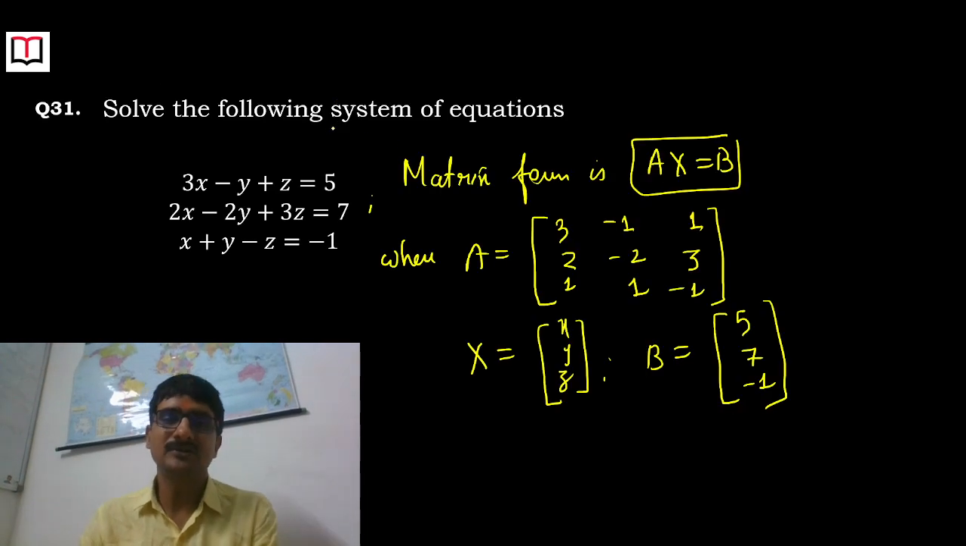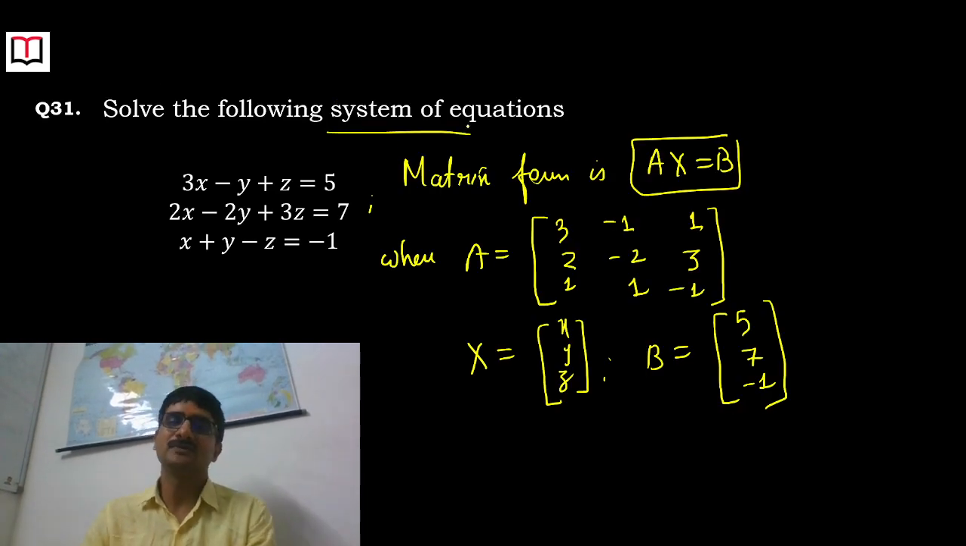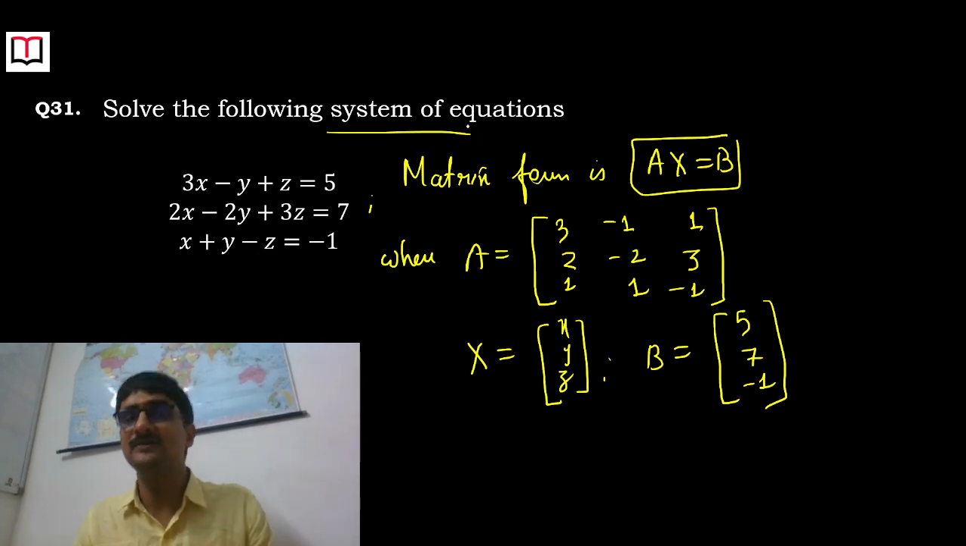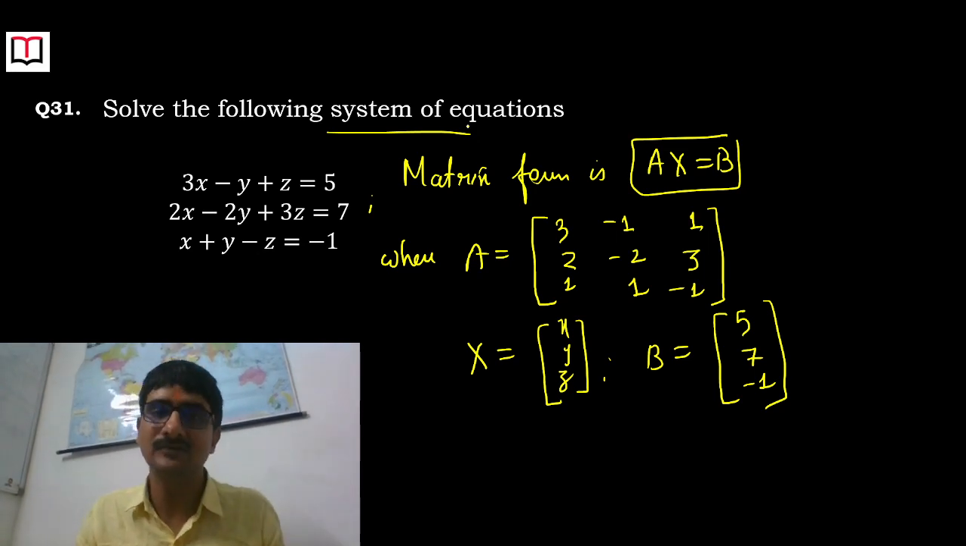Okay, the first step is we try to get determinant A. Of course, this should be non-zero, because if it happens to be zero, then you can't solve this system of equations, because then there will be two possibilities: either it will have infinite solutions, or it will have no solution.